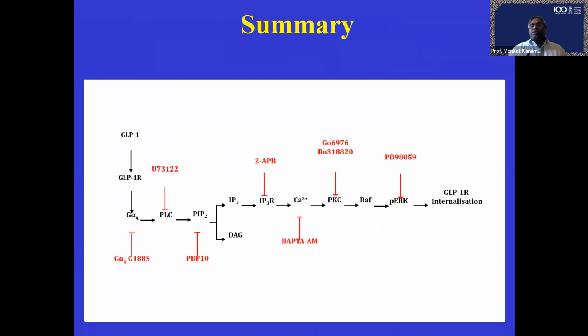So this is the way we analyzed the importance of the particular pathway for GLP-1 receptor internalization. As I mentioned earlier, GLP-1 receptor internalization is very important for insulin secretion. Therefore, it's very critical for us to analyze the pathway involved in it, so that we are able to improve the ligands, so that we can increase insulin secretion for a longer period.